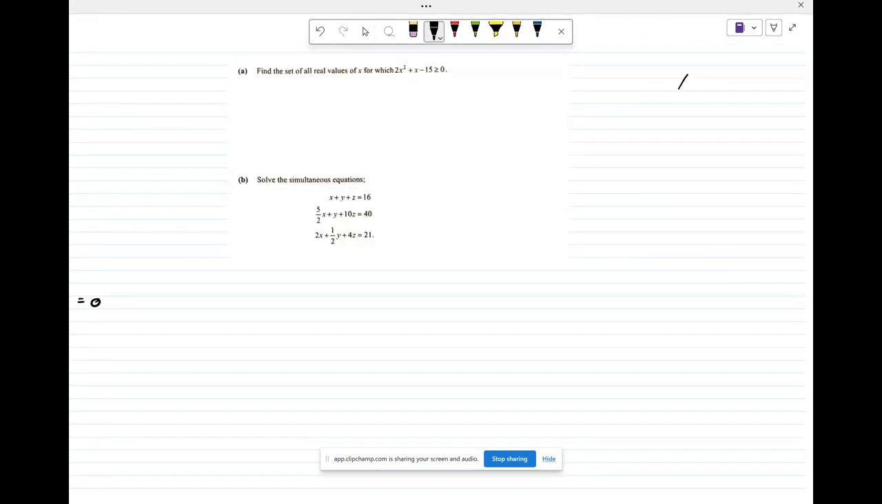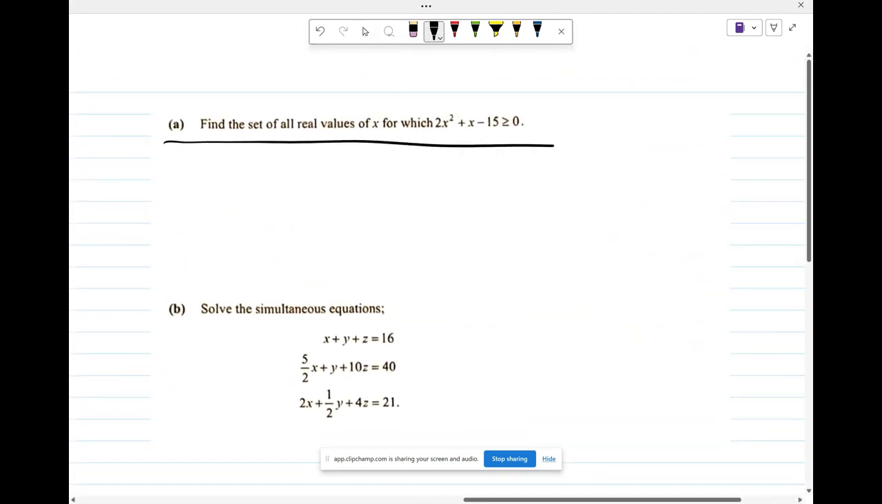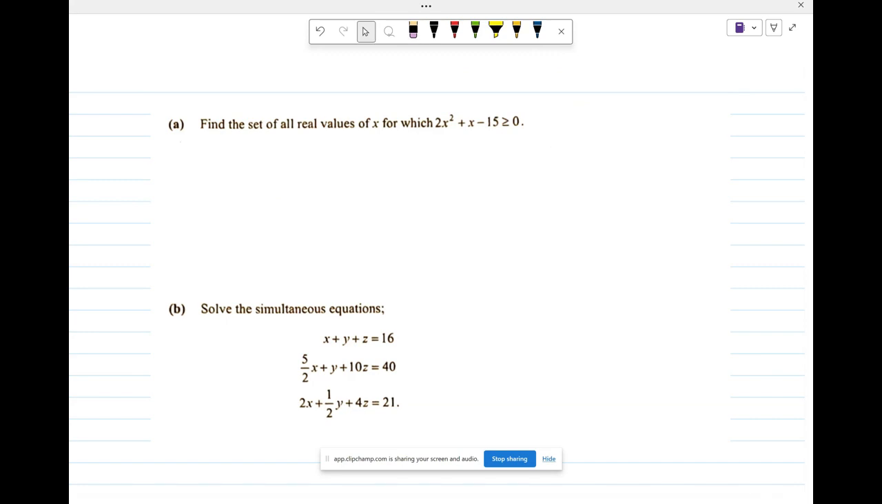So next we moved on to a bit of inequalities, that's what these are called, and simultaneous equations. So yeah, let's jump straight into it. So question A says, find the set of all real values for x for which 2x squared plus x minus 15 is greater than or equal to 0.